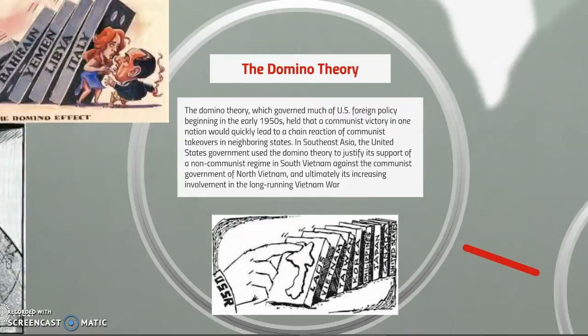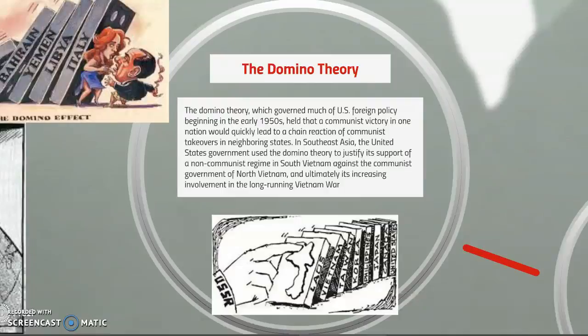The domino theory. The domino theory, which governed much of U.S. foreign policy, began in the early 1950s and held that a communist victory in one nation would quickly lead to a chain reaction of communist takeovers in neighboring states. In Southeast Asia, the United States government used the domino theory to justify its support of the non-communist regime in South Vietnam against the communists. So America was trying to stop, say one country got, see this picture down here says Laos. Laos had communism, and then next would be Vietnam, then Taiwan, then Korea, and they would just keep on falling down.